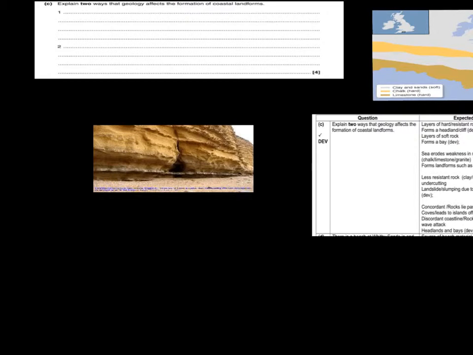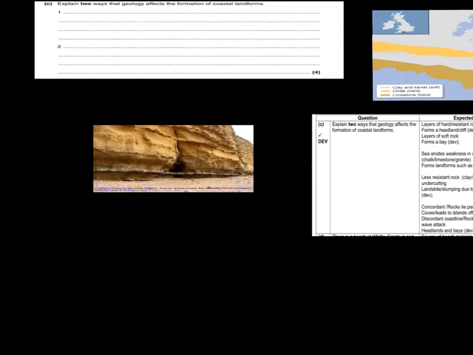You might also want to talk about the actual rocks themselves and features in the rocks. So, for example, have a look at the photo that we have here, and what you can actually see is there's a large joint that's formed. And because that joint has formed and it's an area of weakness, you can see it forming here a cave. Other things you might want to consider is, for example, limestones. Where you've got limestones, they might erode faster because they can be dissolved by the sea to form solution.